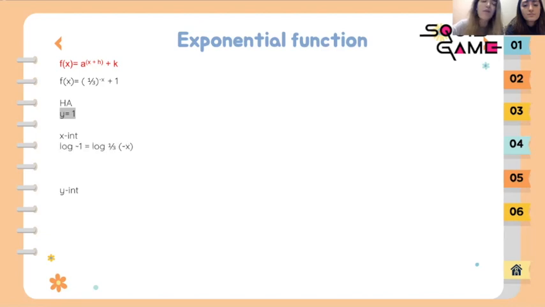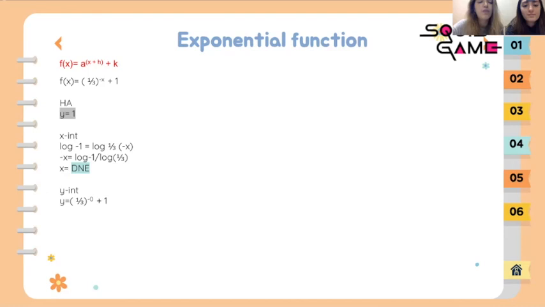So we have logarithm of -1 equals logarithm of 1/3 multiplied by -x. That was our exponent, but now it's a regular value. The logarithm of 1/3 passes dividing. And we know that the logarithm of a negative number does not exist, so we don't have an x-intercept.